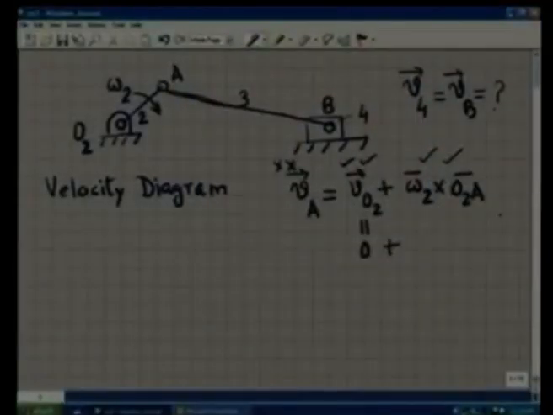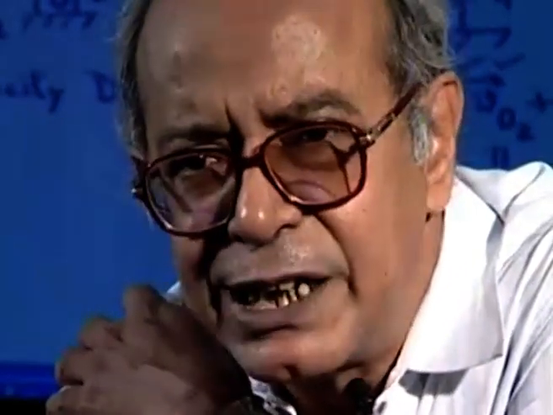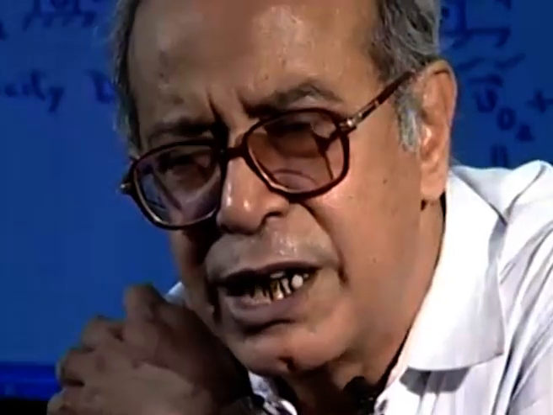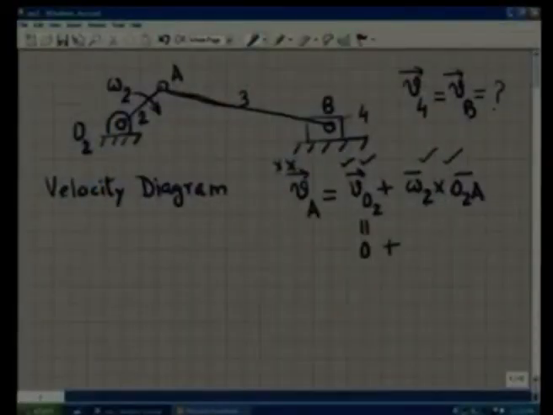Once I confirm that I can use this vector equation, let me represent it by a vector diagram. We draw the velocity of the point A, which is 0 plus omega 2 cross O2A. I know the magnitude of this vector, that is omega 2 into O2A, because the vector omega 2 is perpendicular to the plane of motion and O2A lies in the plane of motion. So the angle between them is 90 degrees, so the magnitude of the cross product is nothing but the product of the magnitudes of omega 2 and O2A.